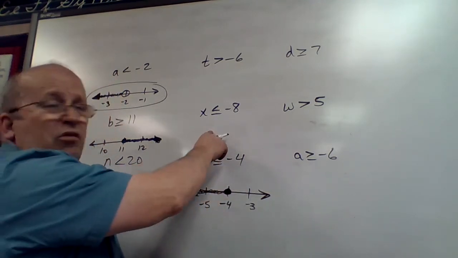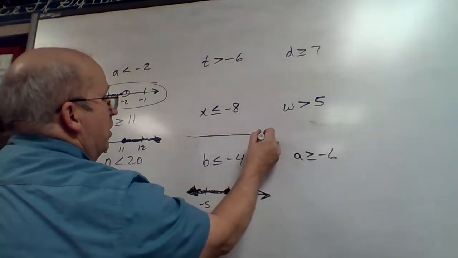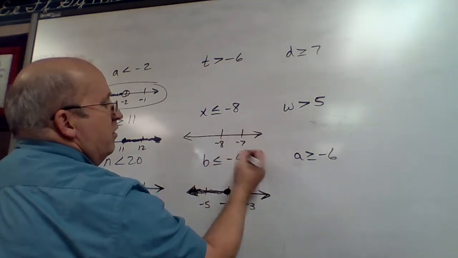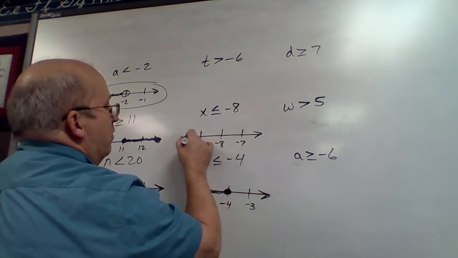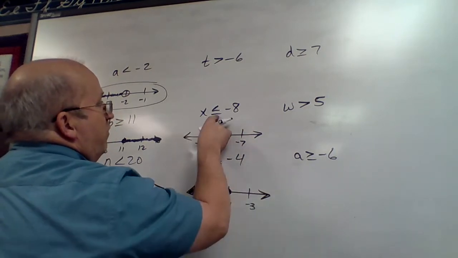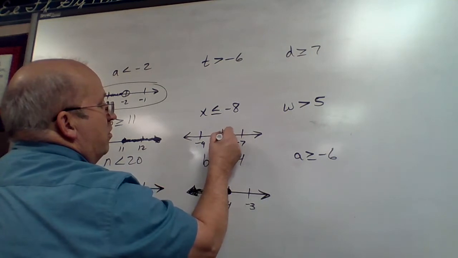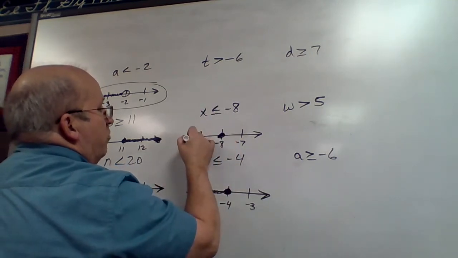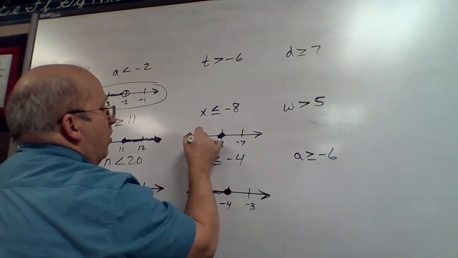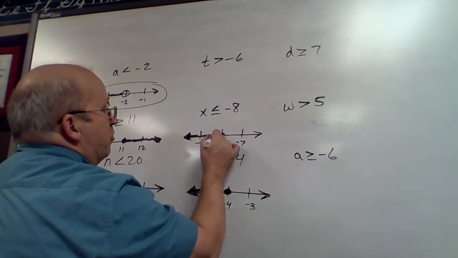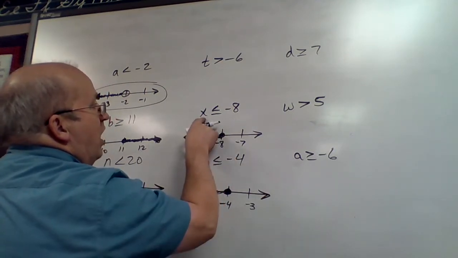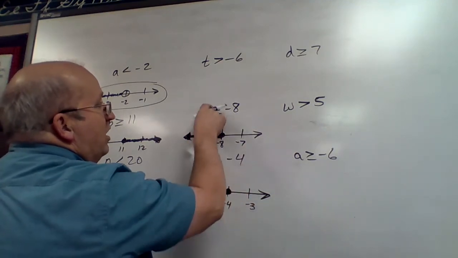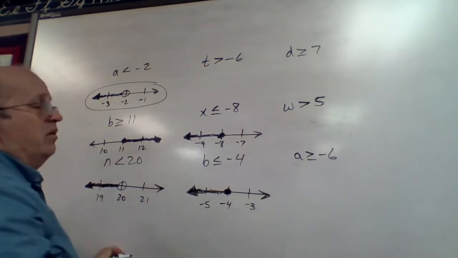Let's move up to this one right here. I put a number line here. In the middle, -8. Over here, -7. Over here, -9. Filled in circle at -8, because it's less than or equals. And once again, we're going to shade the left side. Why the left side, Mr. Ponko? Because -9 is less than negative 8, and negative 7 is not less than negative 8.